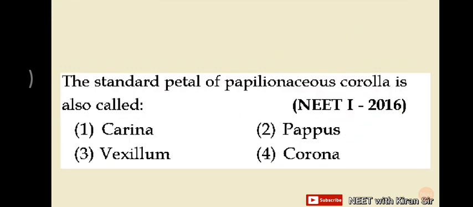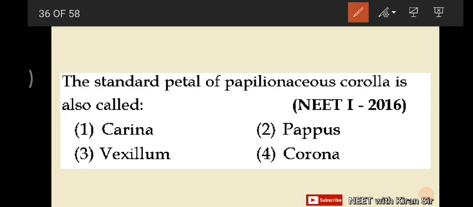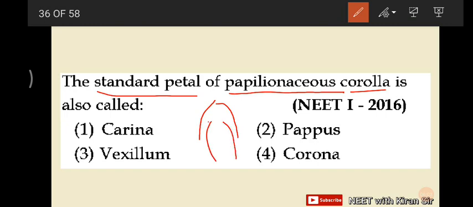Next one. The standard petal of Papilionaceous corolla. So Papilionaceous corolla, let us look at the diagrammatic representation now. This is a standard petal which overlaps the wing petals, which overlap the keel petal. So what is this called? It is the standard, another name we call it as vexillum.